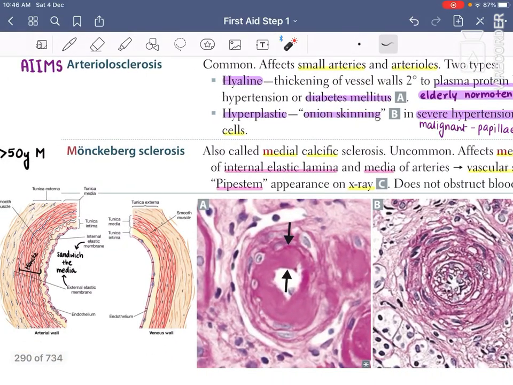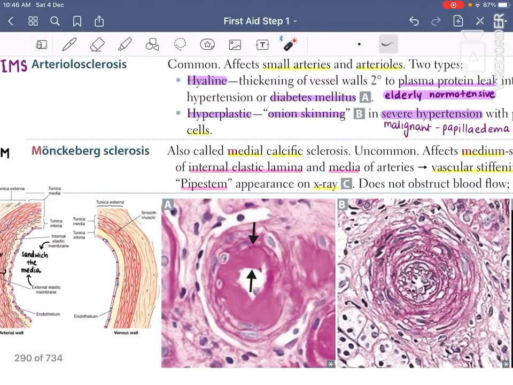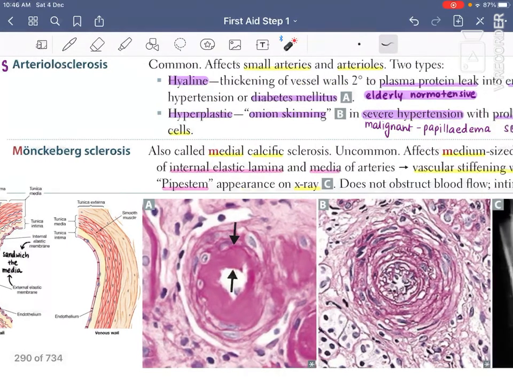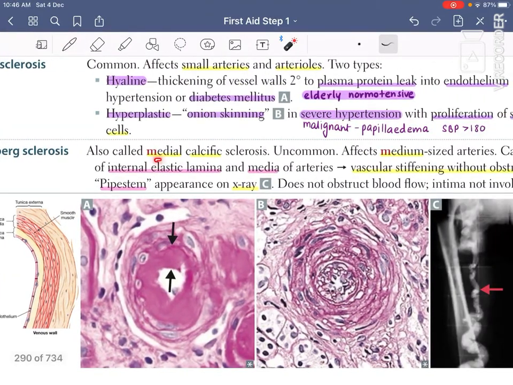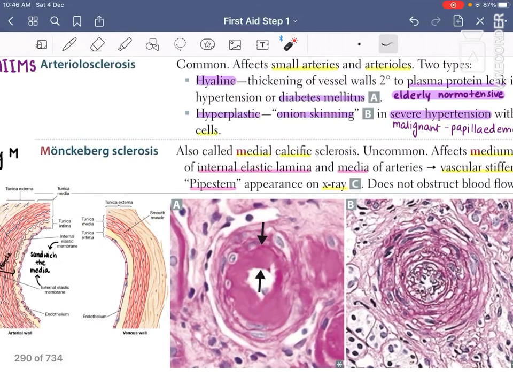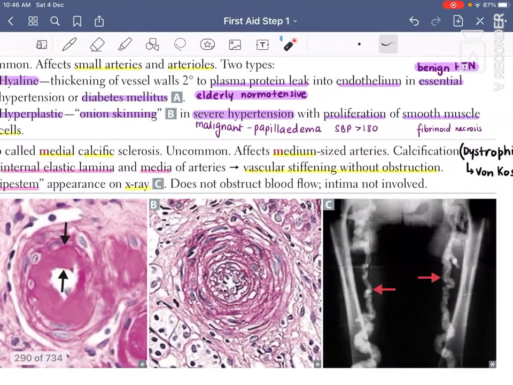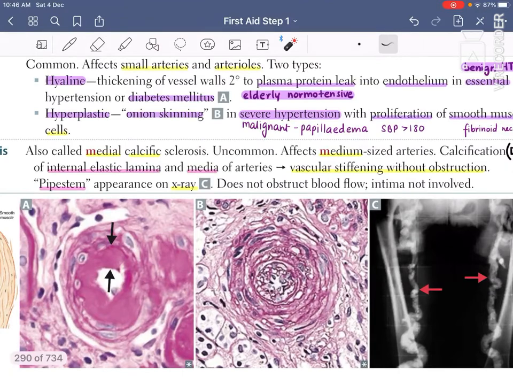Okay, so this is supposed to be medial calcific sclerosis. Now see, M for Monckeberg, M for medial, and M for medium sized vessels as well. So this happens in medium sized vessels, and it also takes place in the media. The medial layers basically get affected. So that is the first thing that you have to remember.